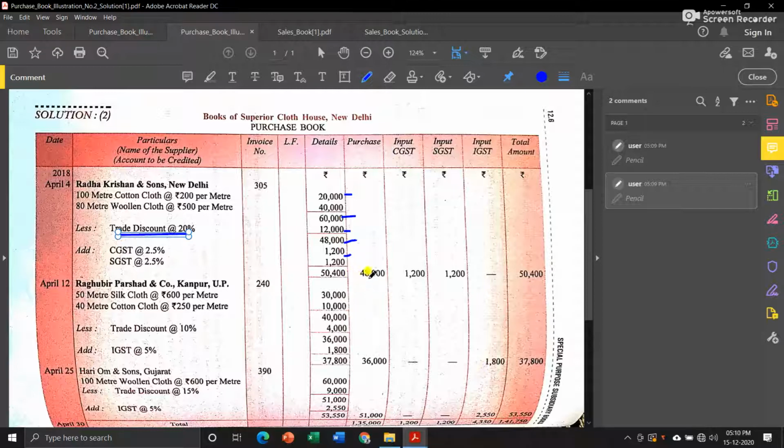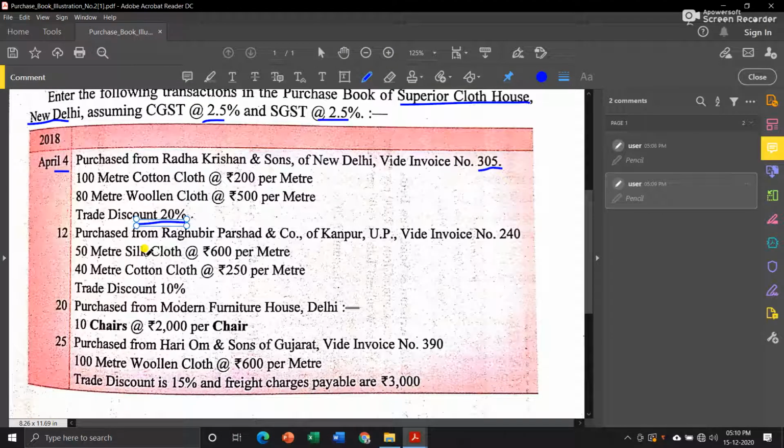So in the individual column we will write 48,000, that is the amount after deducting trade discount, it will be written in the purchase column, then CGST, SGST, and at last total amount we have 50,400. Now let us see the next transaction.